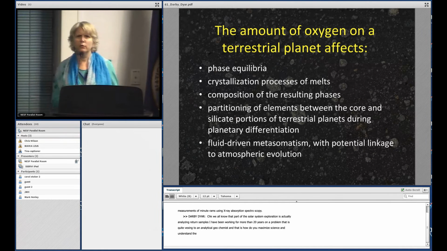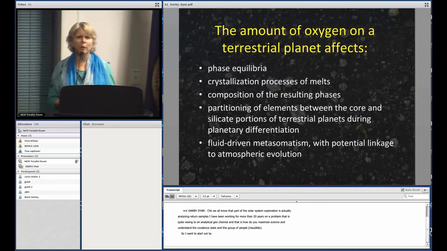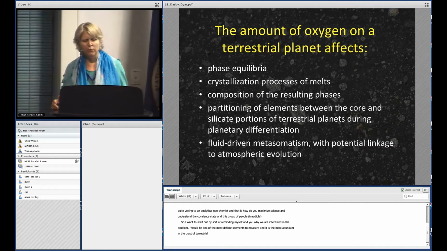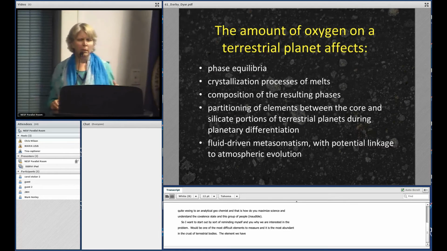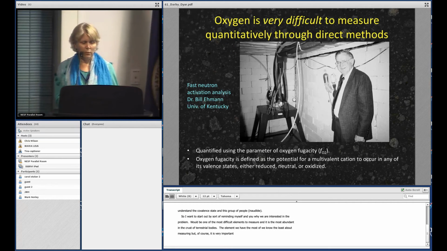So I want to start out by sort of reminding myself and you why we're interested in this problem. Oxygen turns out to be one of the most difficult elements to measure, and yet, of course, it's the most abundant element in the crust of terrestrial bodies. So it's kind of ironic that the element that we have the most of, we know the least about measuring. But of course, it's very important for many, many reasons in geochemistry: phase equilibria, crystallization, metasomatism, et cetera. So I won't belabor that, but just say that it's really important that we understand how much oxygen is around.